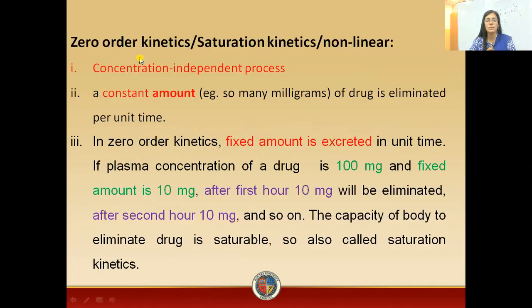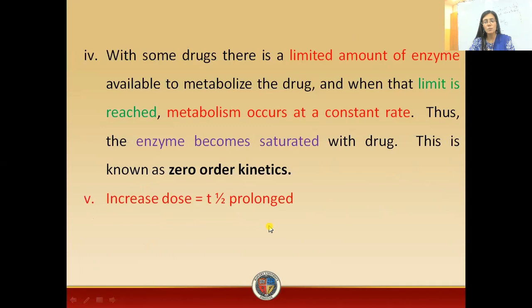Now coming towards the zero order kinetics, that is saturation kinetics or non-linear kinetics. This is a concentration independent process. That is, there is a constant amount of drug, for example grams or milligrams, that is eliminated per unit of time from the body. So there is a fixed amount of the drug that is getting metabolized. For example, if you have 100 milligram of a drug, and the fixed amount to be metabolized is 10 milligrams, then after the first hour, 10 milligram will get eliminated. Then after the second hour, 10 milligram will get eliminated.